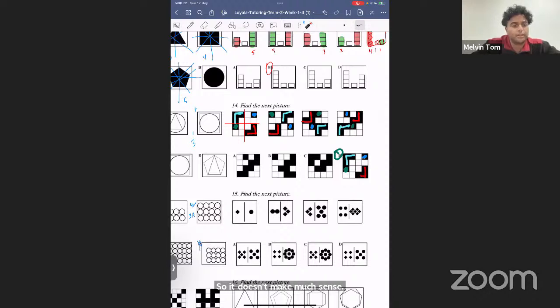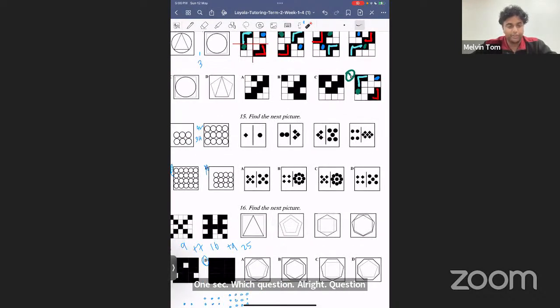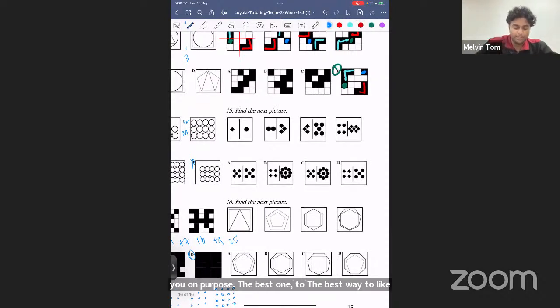Question number 15. This is a tricky question because it's trying to trick you on purpose. The best way to figure this one out is just write down how many units there are of each one on each side. On the left side, there's 1, 2, 3, 4, like that.